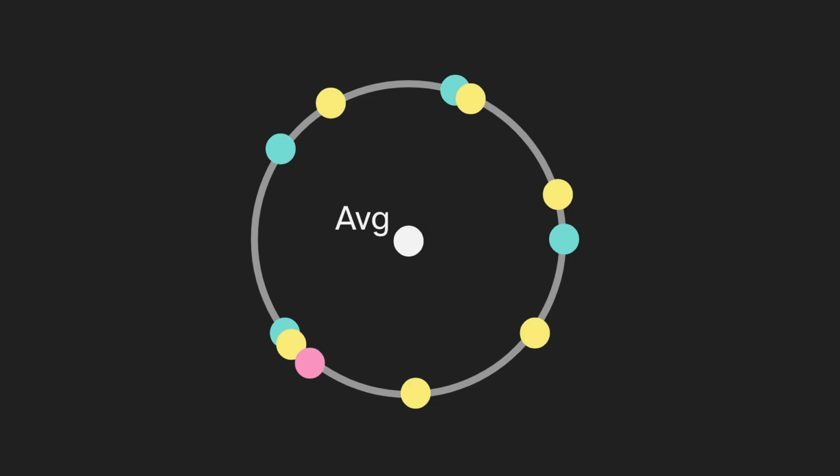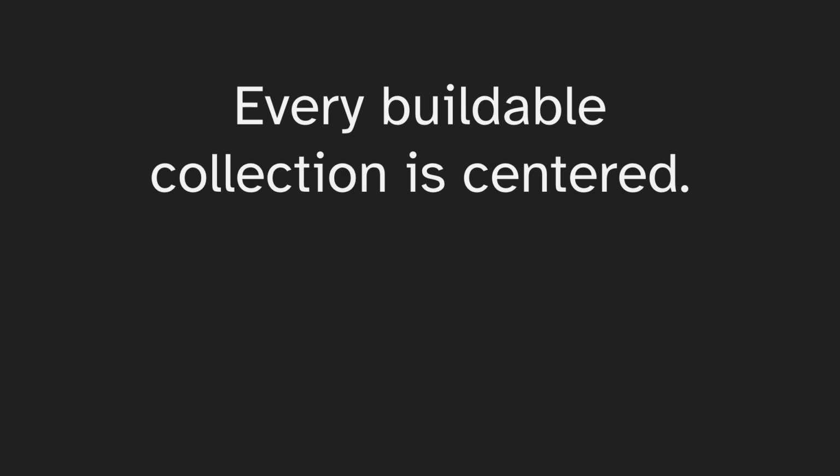And this holds in general. Anytime that we're adding and removing regular polygons, we won't be changing the average. So every buildable collection is centered. If we're able to build it, it will have the average as the center. And this was the topic of my last video about buildable collections, but it relied on a big assumption.